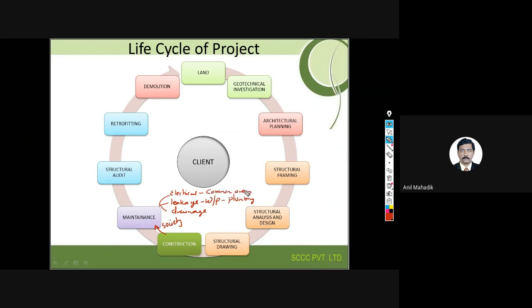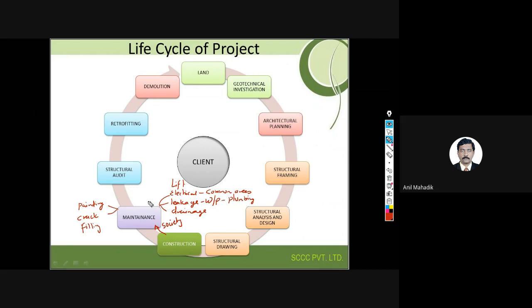Then in electrical, we can say lift maintenance is there. Then there may be painting works. If the painting gets deteriorated, then you need to repaint it again. There may be crack filling. So before painting, we generally do the crack filling. So a lot of activities are involved in the maintenance.